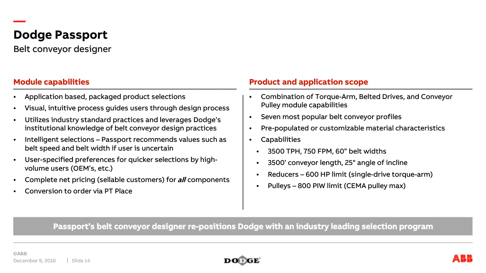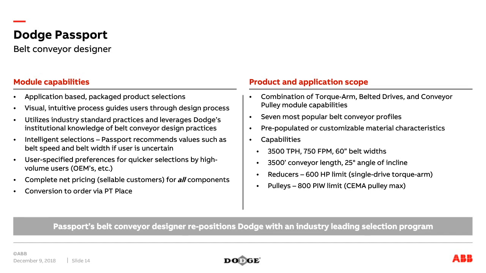As much as possible, we use a visual guide to help everyone understand exactly what they're selecting and why they're selecting it. And again, make it as easy as possible. Utilize industry standard practices combined with our own institutional knowledge of belt conveying applications. So these would typically follow CEMA guidelines, the Conveyor Equipment Manufacturers Association. And, you know, Passport is going to make recommendations throughout the selection process to make the selection even easier for the user.